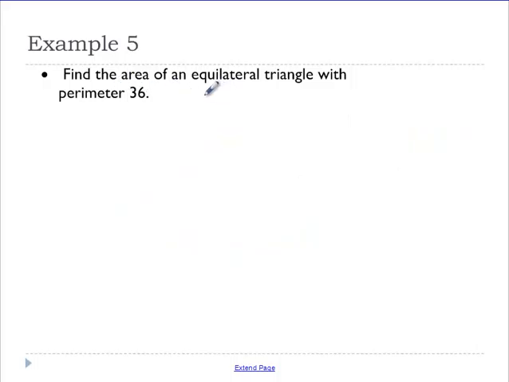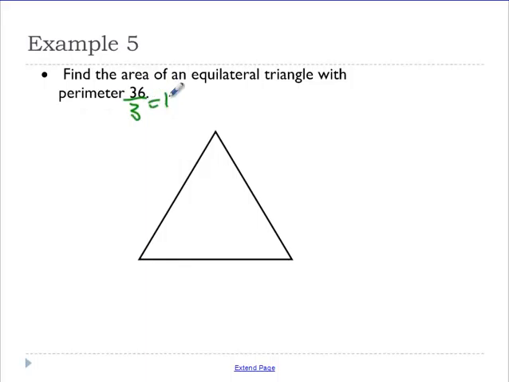Area of an equilateral triangle with a perimeter of 36. So let's get an equilateral triangle out here. Like that. Perimeter's 36, so 36 divided by 3 gets me that each side is 12. Each side is 12, so that when I draw in a height, it splits the base into 6 and 6.